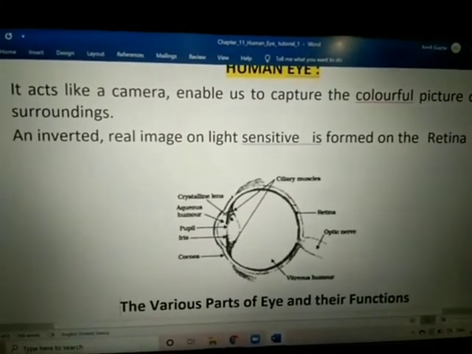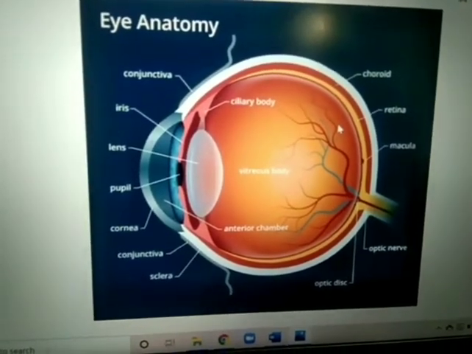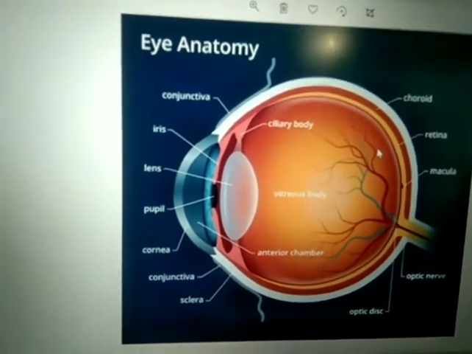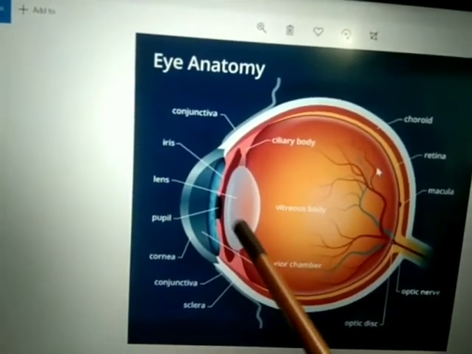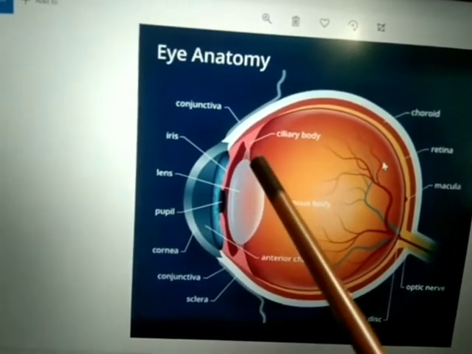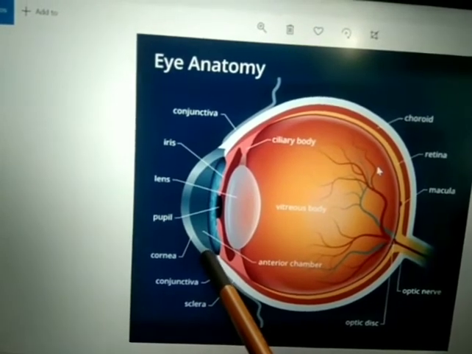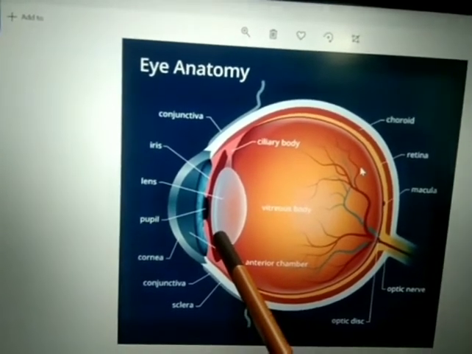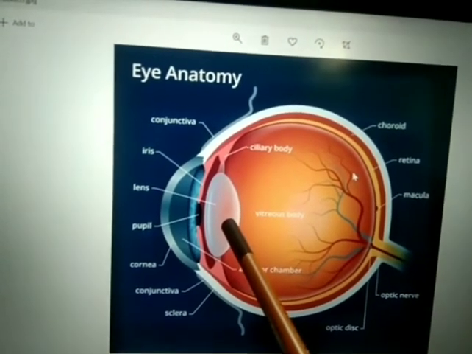You can see that this is the structure of the human eye. This is a typical structure. As you can see, these are the ciliary muscles which are holding the lens from both sides. This is the outer layer which is called the cornea. This is a convex lens which is present in our eye, and it is forming the inverted and real image.